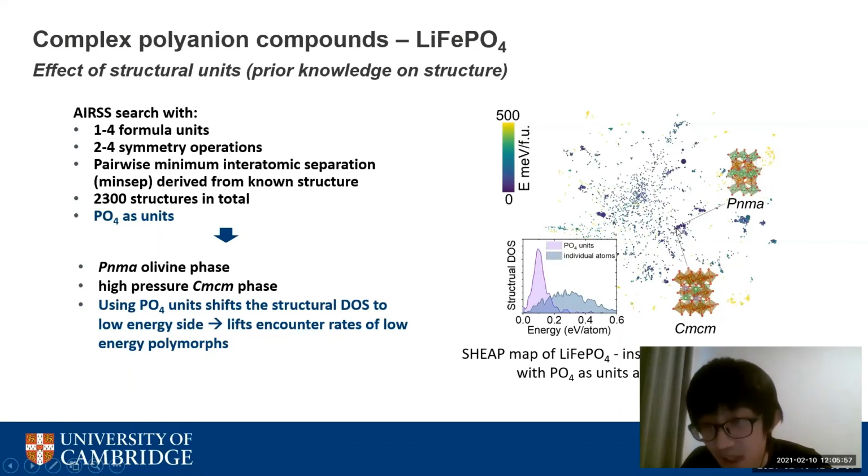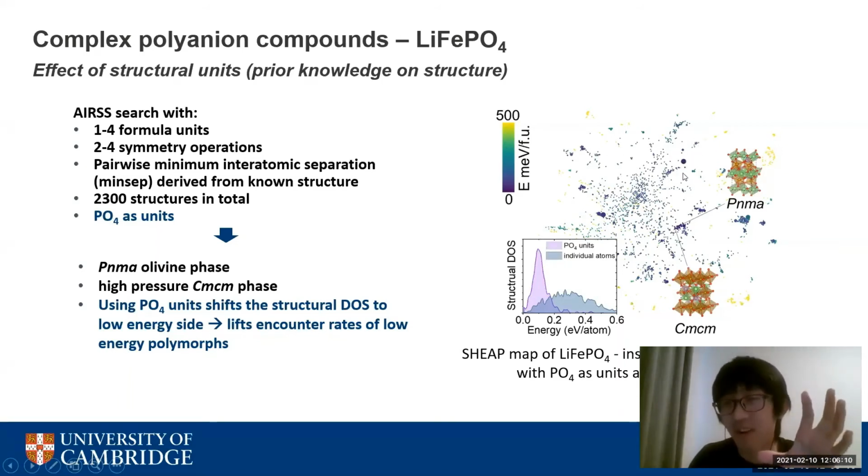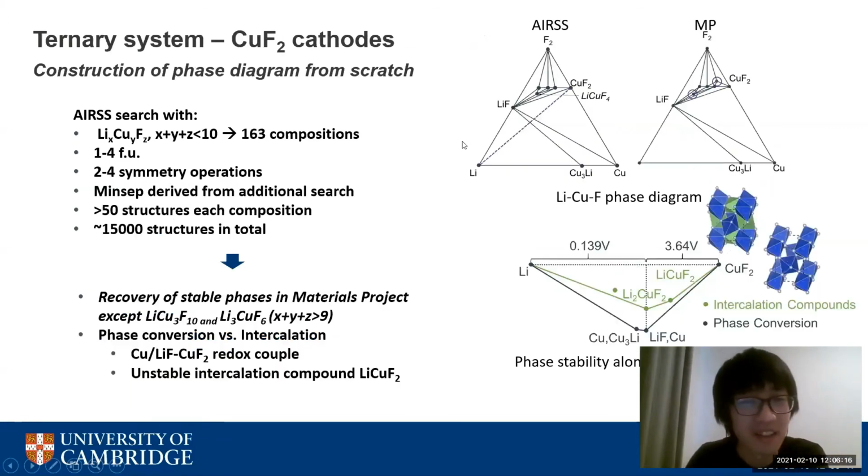One feature you can see is that these two materials, these two phases, are kind of close to each other on this AIRSS search, on this sheet map, which means they're kind of similar. And there are a lot of different structures that are far away from them. So it might be interesting to look at what these structures look like. I'll do that later.